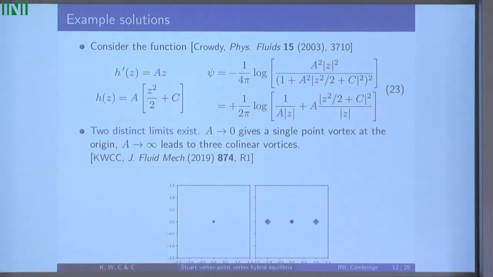Now when a is neither 0 nor infinity, you will have a rotational flow with a single point vortex, and everywhere else it's a smooth flow, smooth vorticity.